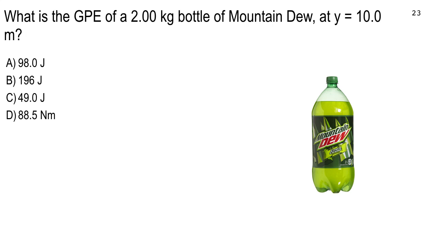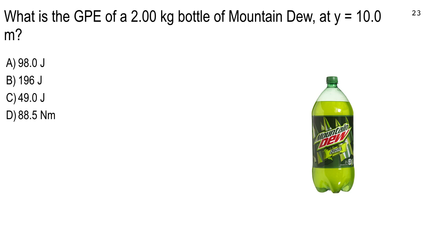What is the GPE of a 2 kilogram bottle of Mountain Dew at y equals 10.0 meters above the sidewalk, or above your buddy that's going to catch it? And it's going to be a positive number. The formula is minus mg delta y, so the minus sign out in front, and then the g has a minus 9.8. Minus times minus is positive. So your delta y is positive 10 in this one.